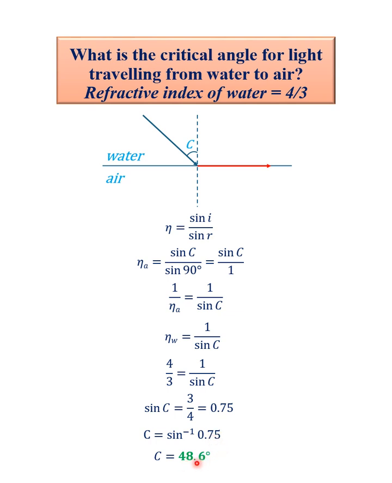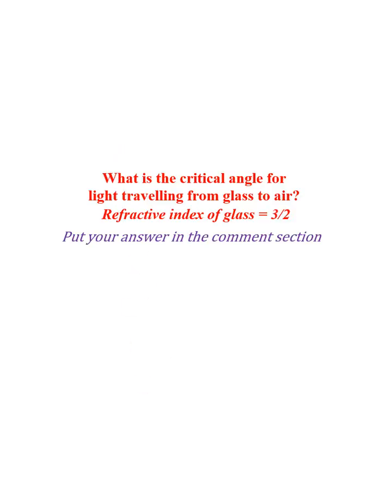It means the critical angle of water, for which the refractive index is 4 over 3, is 48.6 degrees. And this is like a constant value for light traveling from water to air. If you understood this, then try this simple one here. What is the critical angle for light traveling from glass to air, given that the refractive index of glass is 3 over 2? Please put your answer in the comment section and I'll be there waiting for you.